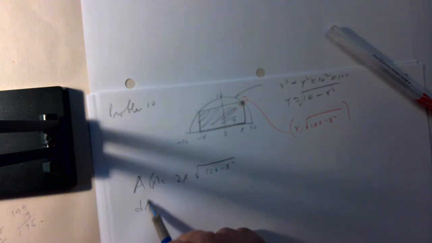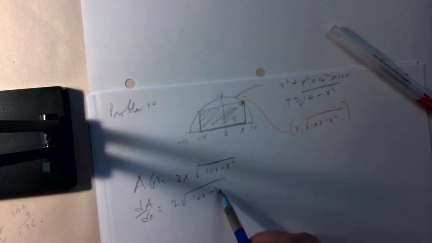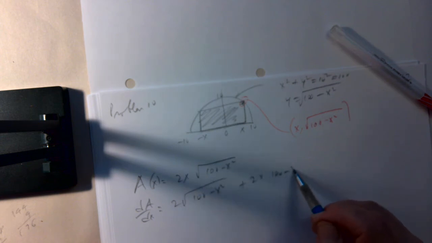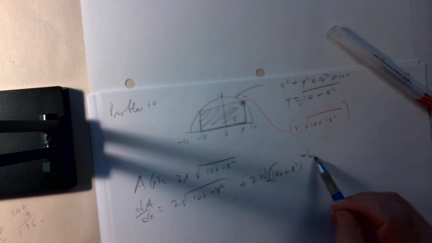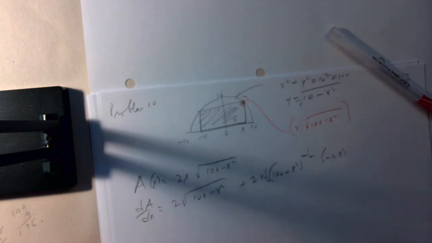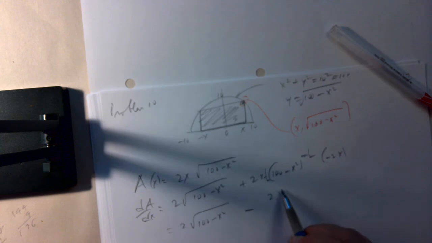So to maximize a function, we differentiate. We get 2 times the square root of 100 minus x squared, plus 2x times the derivative of this, which is 100 minus x squared to the minus 1/2, a half times this to the minus a half, times the derivative of 100 minus x squared, which is minus 2x. So this is 2 times the square root of 100 minus x squared. This 2 and this 2 cancel. So I get minus 2x times x, minus 2x squared, over this square root of 100 minus x squared.